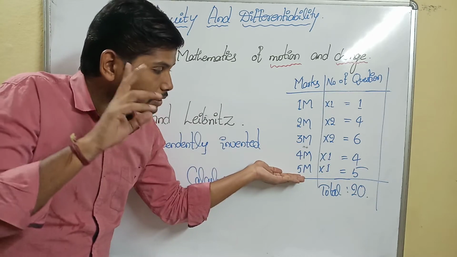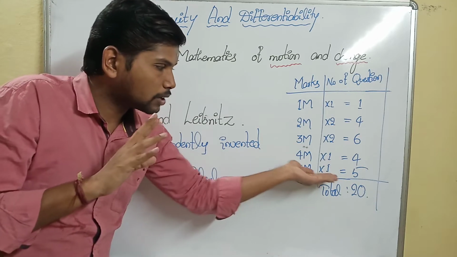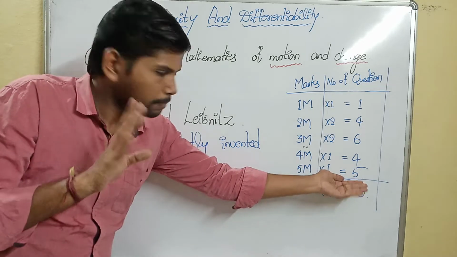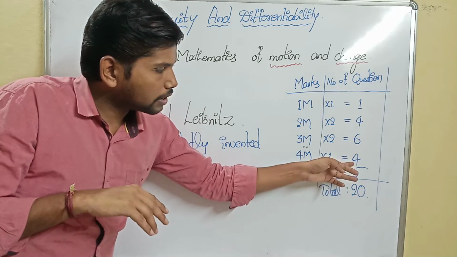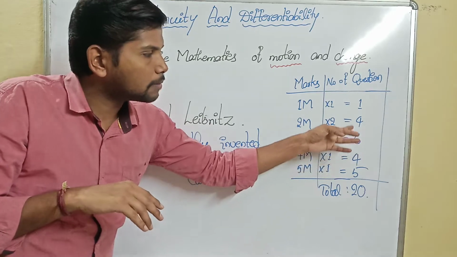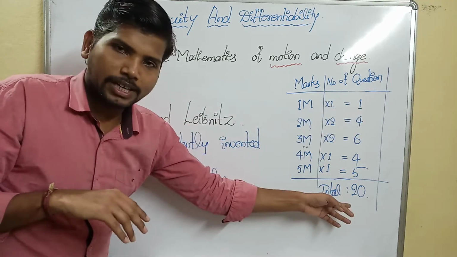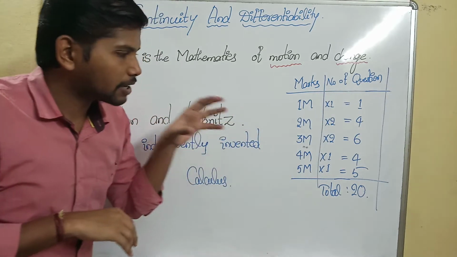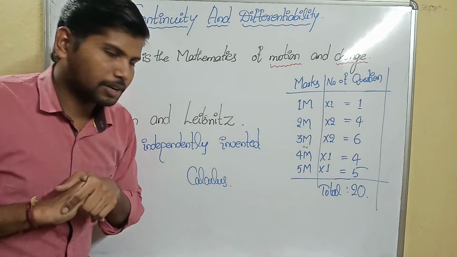And 4 marks, 1 question, that is Part D. 5 marks, 1 question will be there. That is 5 plus 4, 9. 9 plus 6, 15. 15 plus 4, 19, plus 1, 20. Got it? So it has 20 marks in the annual examination.